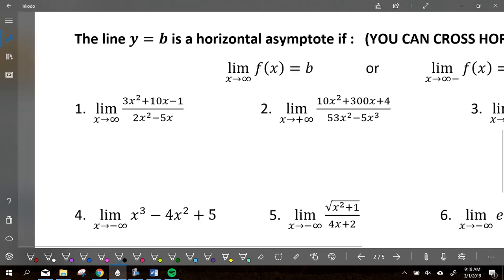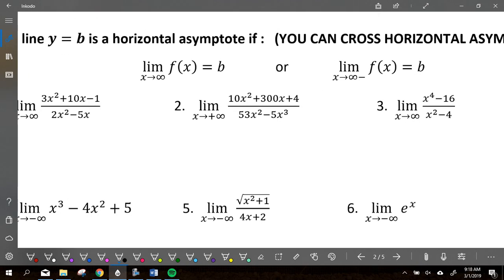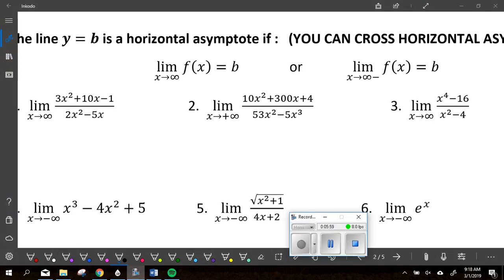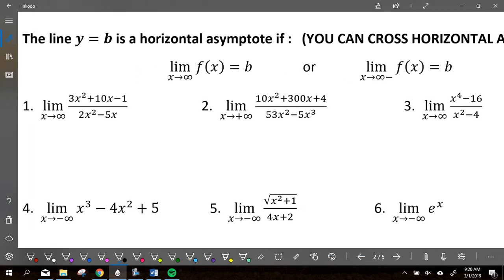Number 1, do 1, 2, and 3 without me. Think about it. Talk with your neighbor. Do 1, 2, and 3. Here we go. Number 1. Show me with your fingers, what is your limit as x approaches infinity on the first one?